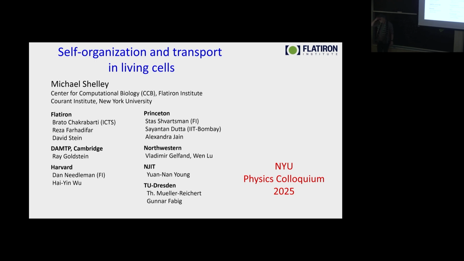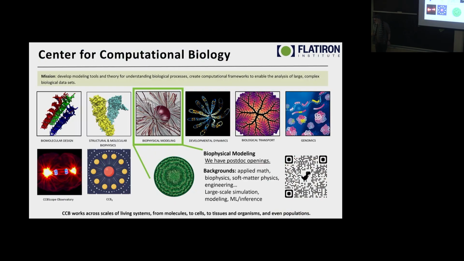Okay, so here's my list of collaborators. I want to point out my longtime collaborators at Flatiron, Reza Farhadifar and David Stein, who are in the biophysical modeling group. Dan Needleman, whom we share with Harvard and CCB, the Center for Computational Biology, and Stosh Schwartzman, whom we also share. A lot of the people that we work with are experimentalists, including Dan, and Stosh has a hand in that as well.